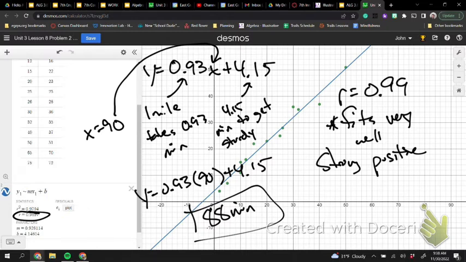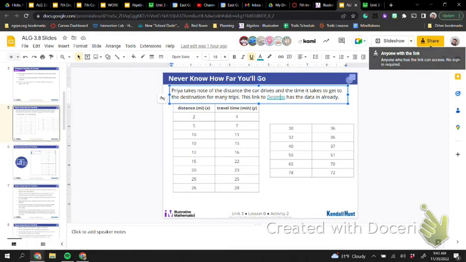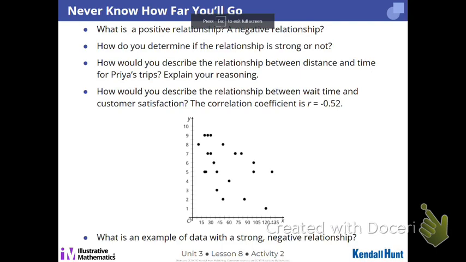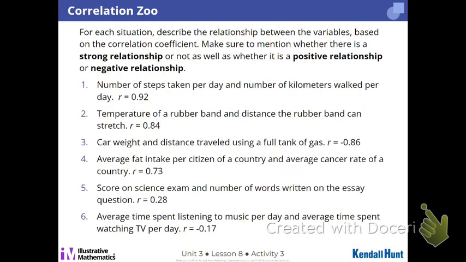All right, so we're going to move on to something called correlation zoo. We're going to look at a bunch of different situations, and we're going to work on getting the language to talk about how they correlate. We already talked about all these things. Here, we're going to do number 1 together, and then you're going to do the rest with your partner.